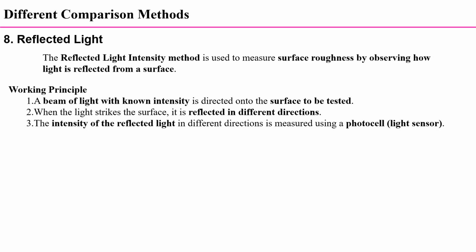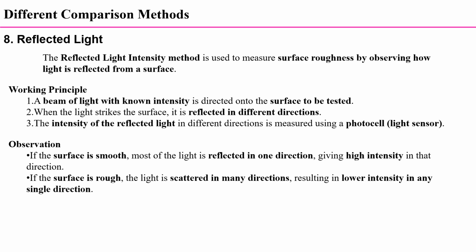A beam of light with known intensity is directed onto the surface to be tested. Then when the light strikes the surface, it is reflected in different directions. Then the intensity of the reflected light in different directions is measured using a photo cell.